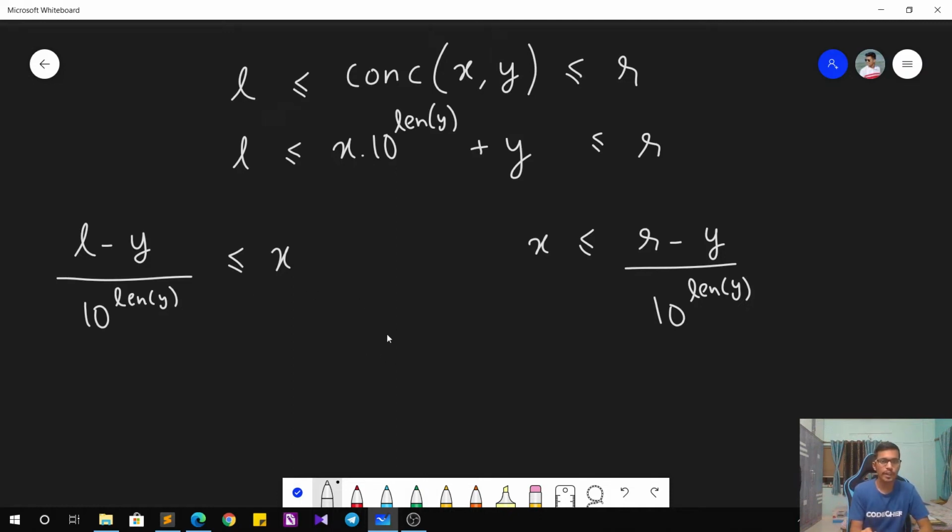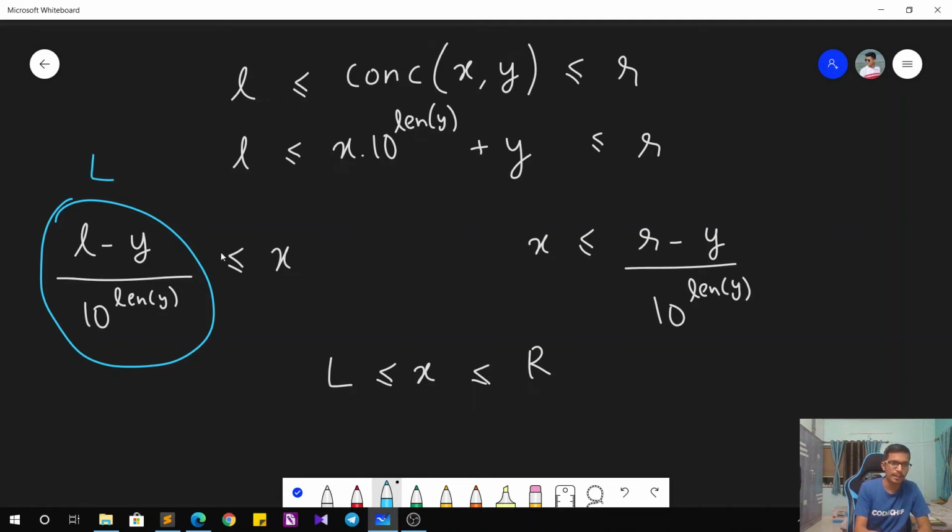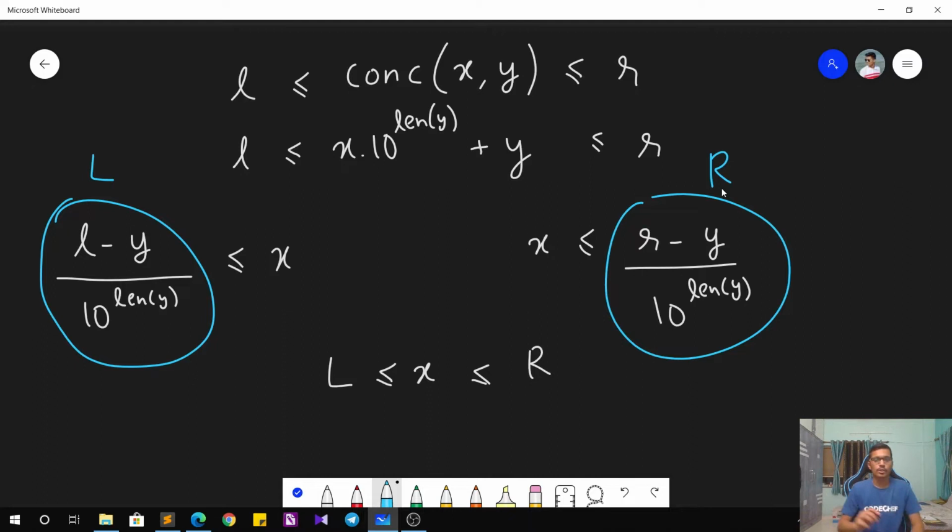For a fixed y, we need to find the x such that it lies between capital L and capital R. You might be wondering what this capital L is. Capital L is just another term for this whole big thing, and this is capital R. So our question has changed: earlier it was something like this, now it has changed to something like this. But this is for one fixed y.